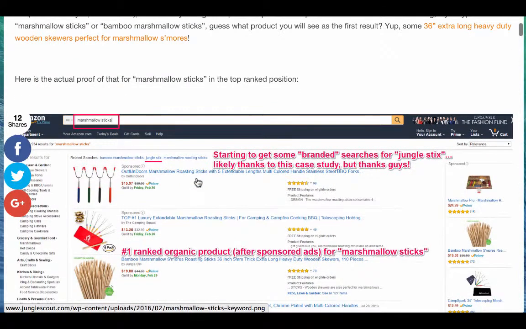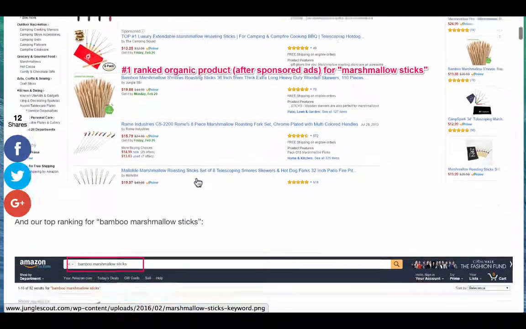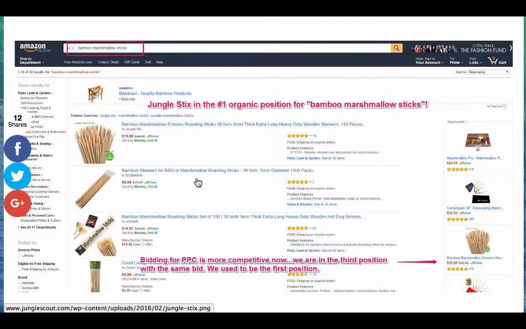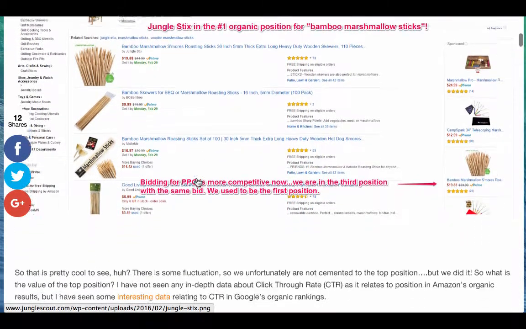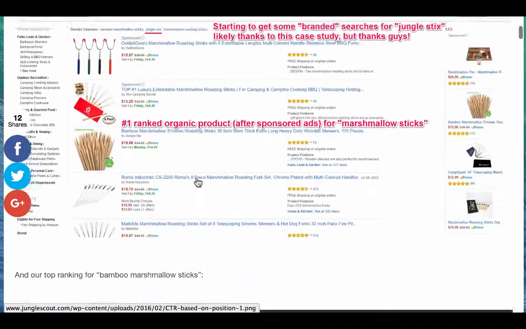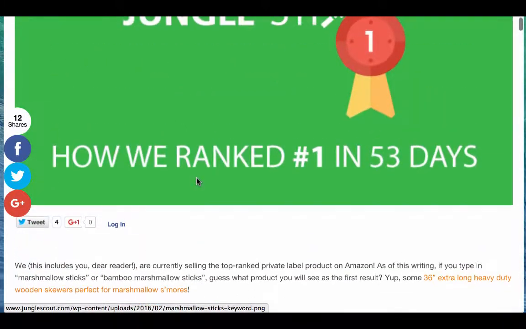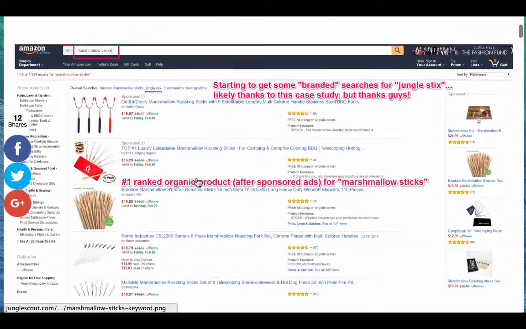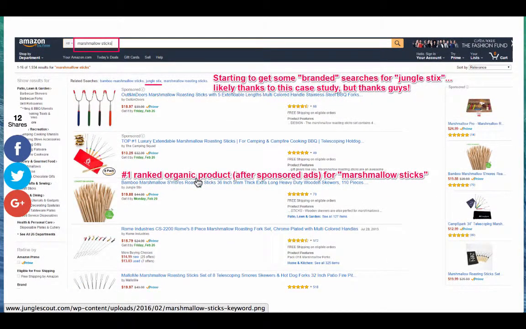So he shows you how he did the research, how he came up with the idea, how they promoted it, and how they went ahead and got the feedback. They used a specific service to get feedback on it. Here they basically did jungle sticks. It's basically bamboo sticks to roast marshmallows, right? So the beauty of that is it's easy to source. You're not looking at a rocket science type product. It's just a consumable product.